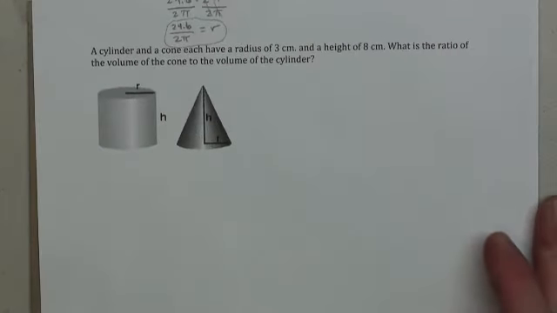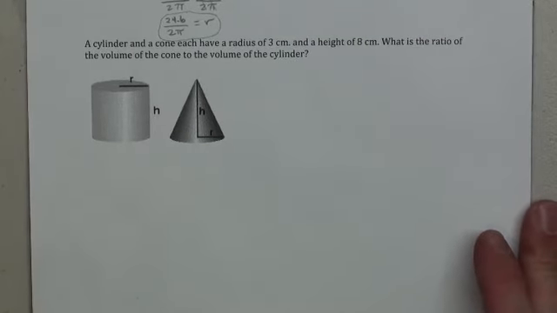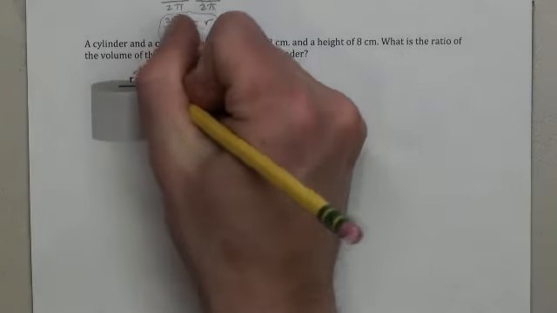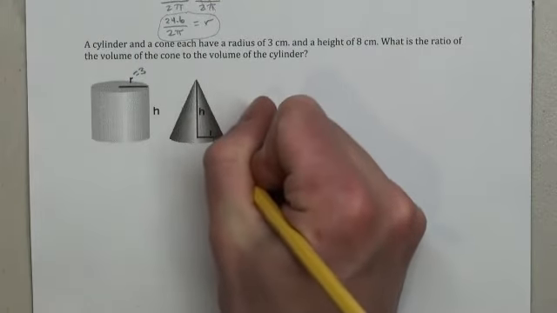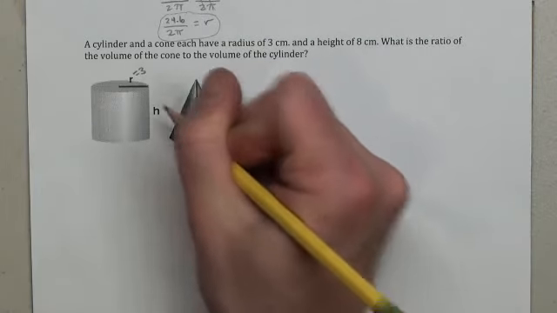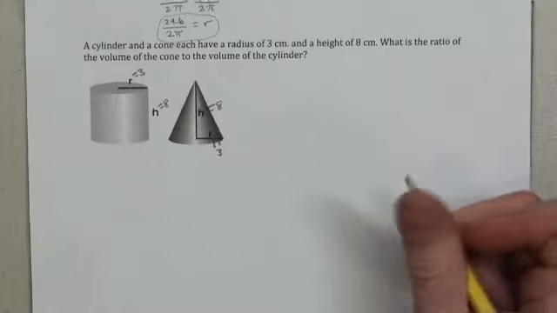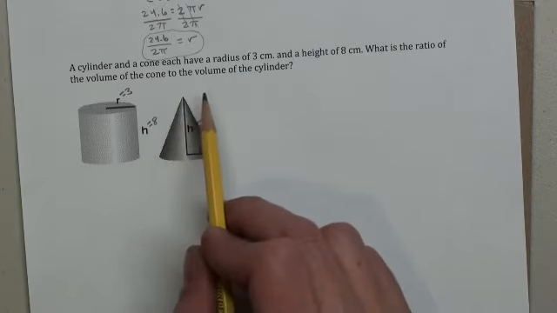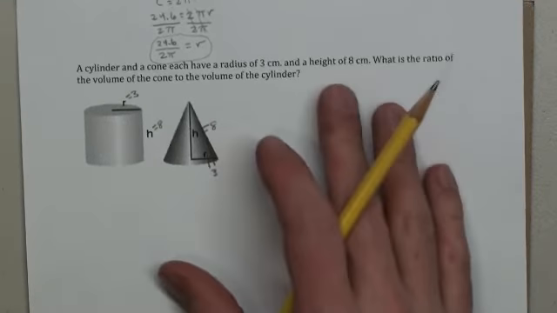Next problem. A cylinder and a cone each have a radius of 3 centimeters. So this r is 3, and this r is 3, and a height of 8. So this h is 8, and this h is 8. What is the ratio of the volume of the cone to the volume of the cylinder?